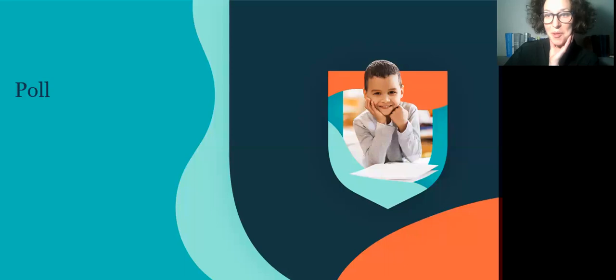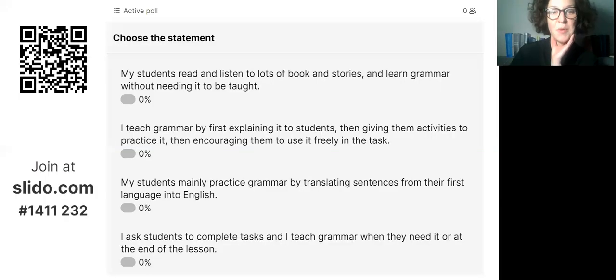So before we proceed to the work, please choose the statement that is the most appropriate for you. To do that, you need to go to slido.com and insert this code. You will join and you will be able to vote for one of the statements here, or you can just scan the code. All right. Let's wait a little bit. I will disappear for a while.